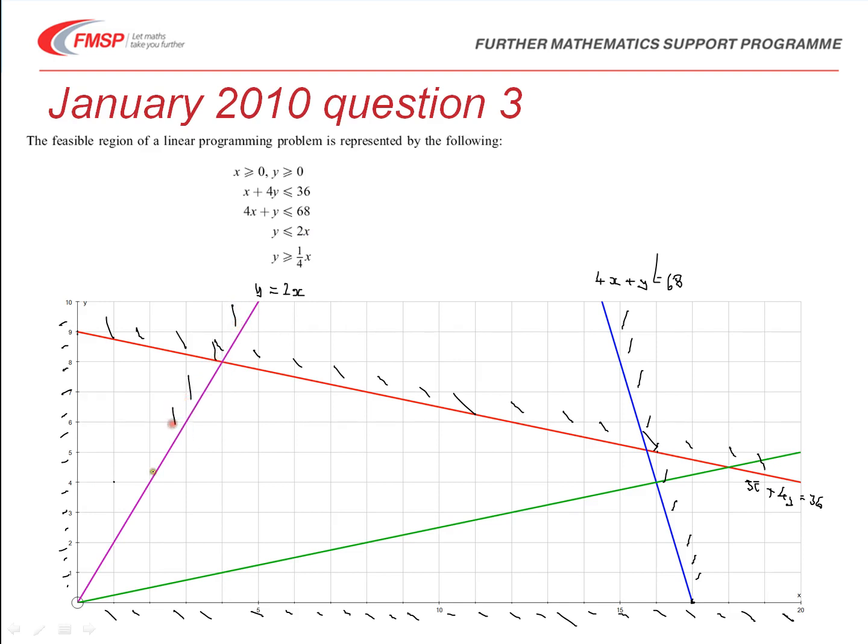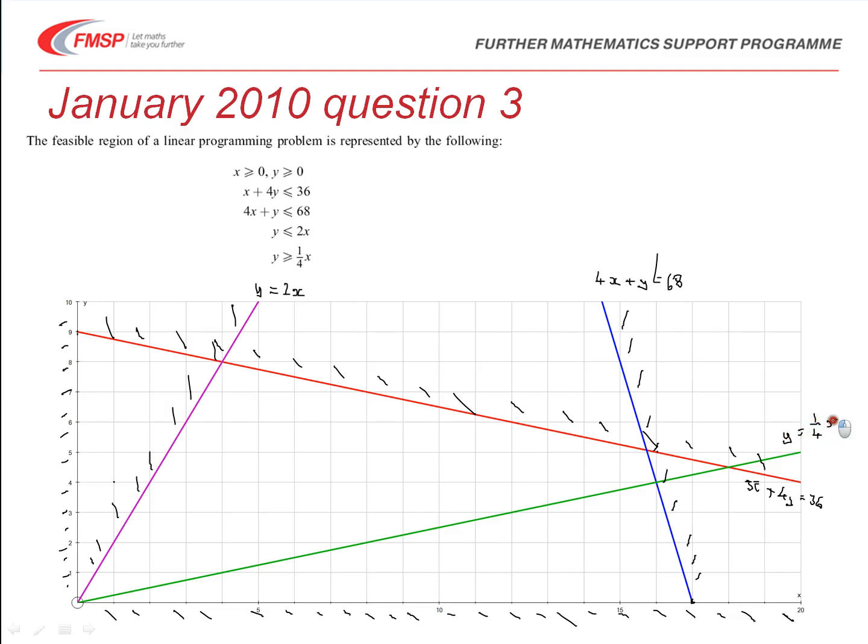So that's the side we need to shade out. And then finally, on y equals 1/4 of x, so if x is 4, y is 1, if x is 8, y is 2, and x is 12, y is 3. So this is the line we need to draw here.